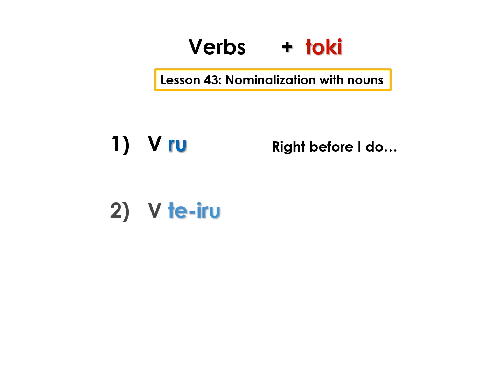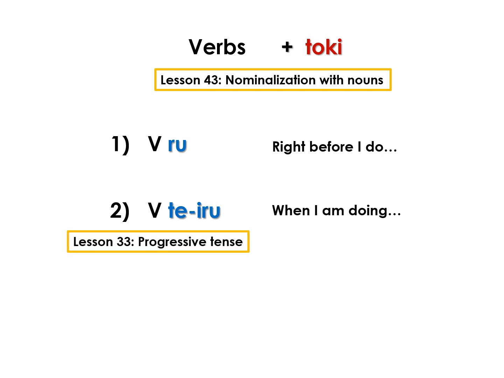Then the verb can also be in the progressive form or te-iru form, te-iru toki. This means when I am doing. At this point, I assume you know how to make the progressive form of verbs, or you can review the topic in lesson 33. And lastly, the verb can be in the plain past form or ta form, ta-toki, in which case it means right after I do. There's really no confusion with number 2. The confusion in using toki arises from numbers 1 and 3.